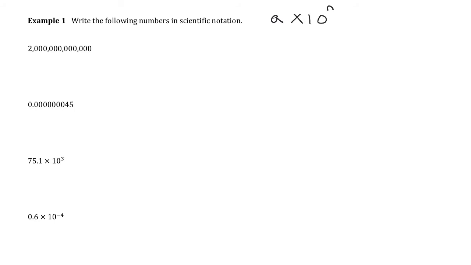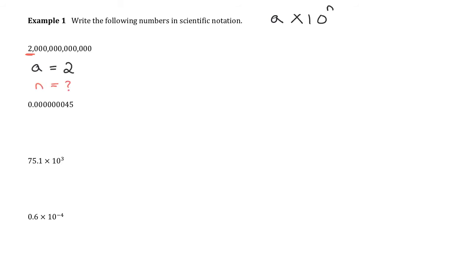So the choice for a should be a number between 1 and 10, and I think an obvious choice for this problem is 2. So basically I'm just looking at my number and saying, okay, if I had 2, everything else can be written as 10 to a power of n. So second step is, well, what is n equal to?